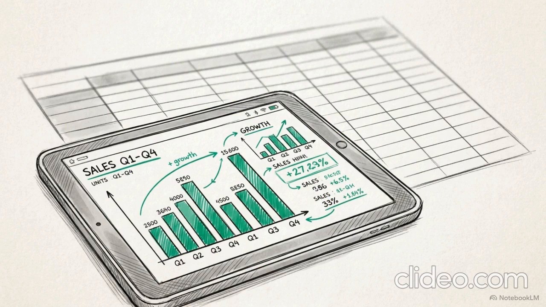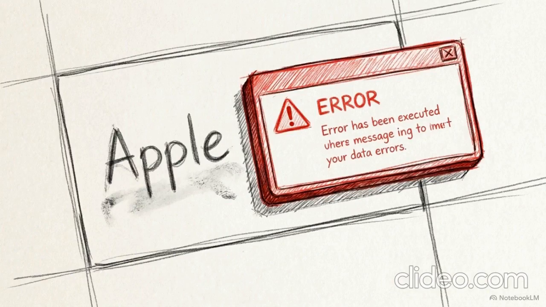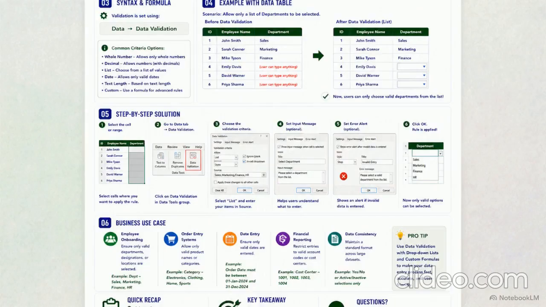Now we shift from fixing past mistakes to preventing future errors with Step 7, data validation. As we can see in this validation criteria box, we restrict our inputs by selecting List and typing in our exact allowed departments. This creates a secure drop-down menu, effectively protecting the column against bad data entry.